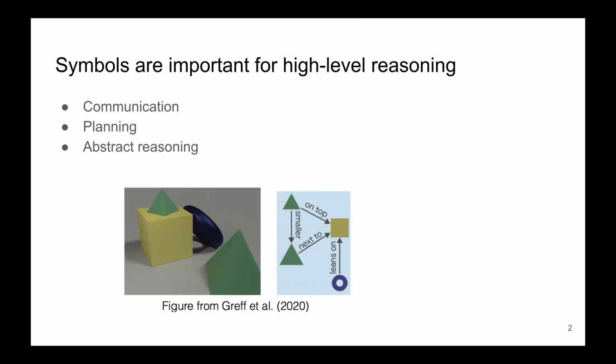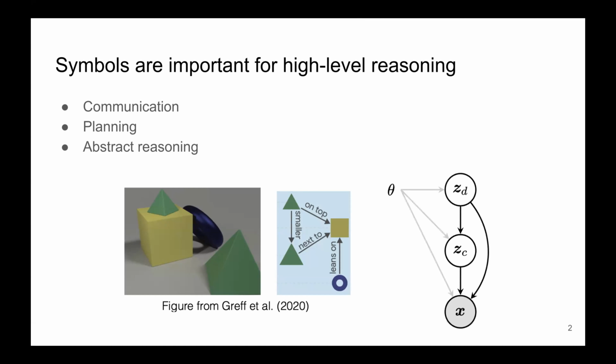And for concreteness, consider the scene where we see different objects, but we not only see where they are, but also how they're related to each other. So we can see there are two green pyramids, one smaller than the other. There is a yellow cube, and the smaller pyramid is on top of this yellow cube. And there's also this blue donut that is leaning on this big yellow cube.